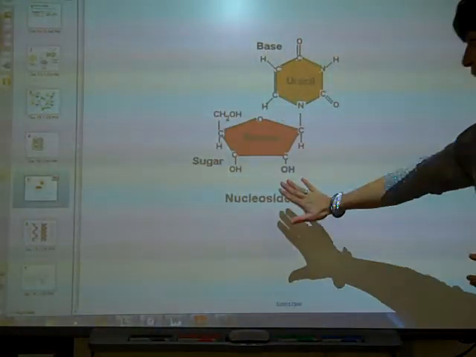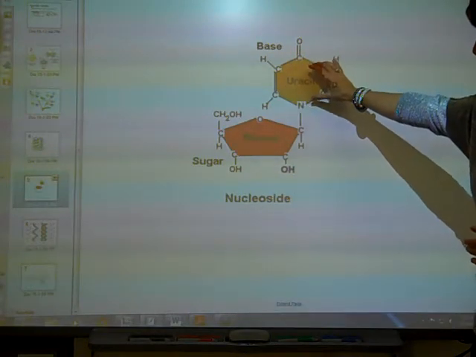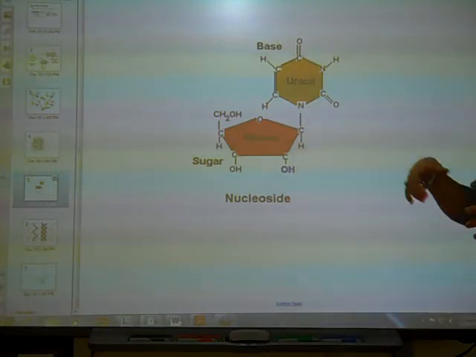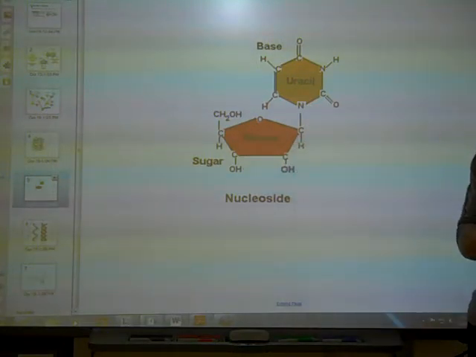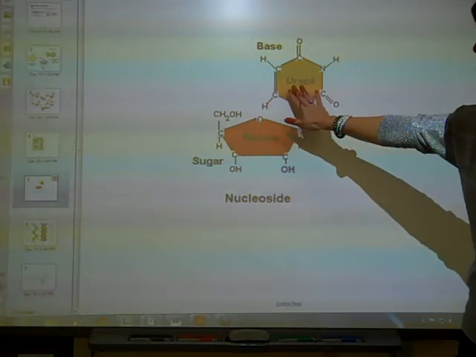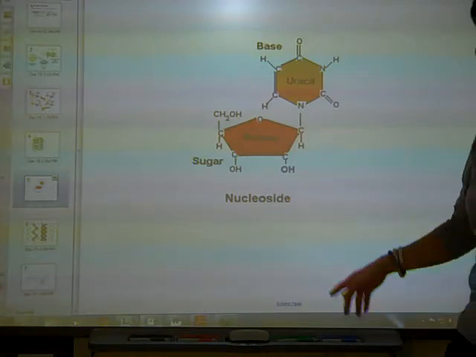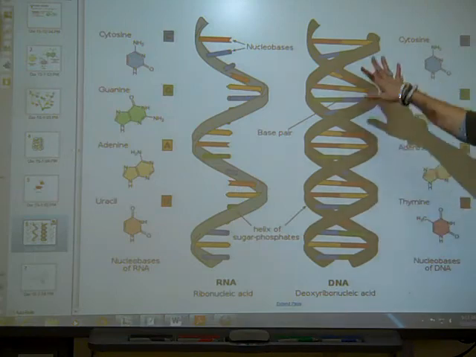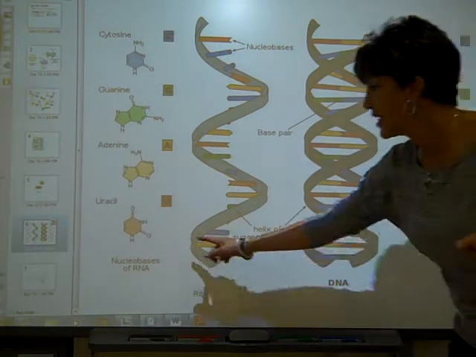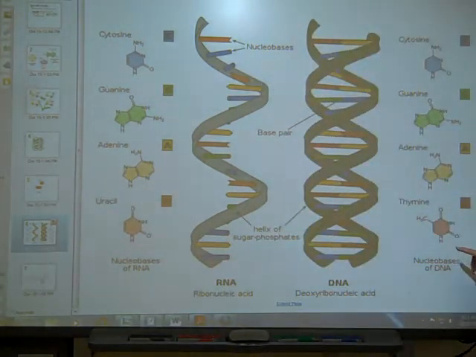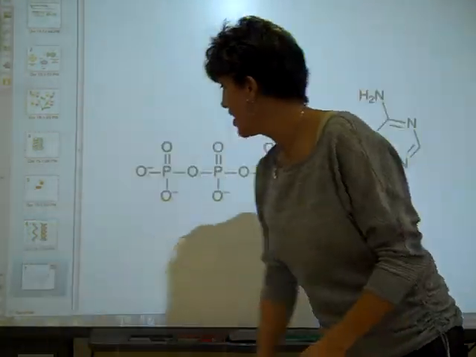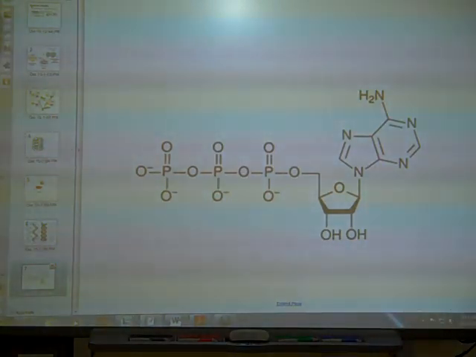A nucleoside is if you look just at the base and the sugar, the nitrogenous base and the sugar. And if the sugar is ribose instead of deoxyribose, then it is RNA. And RNA, instead of having thymine, it has uracil. So there are no T's in it, there's just U's. There's another diagram: single RNA, double DNA, 1 base difference, uracil for RNA, and thymine for DNA.